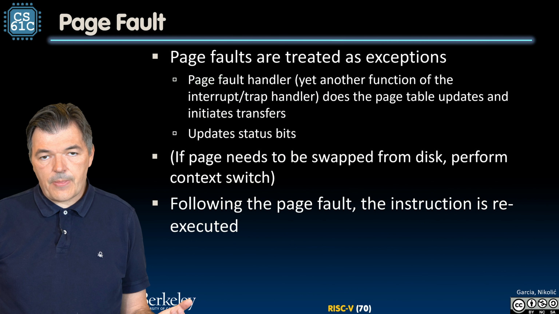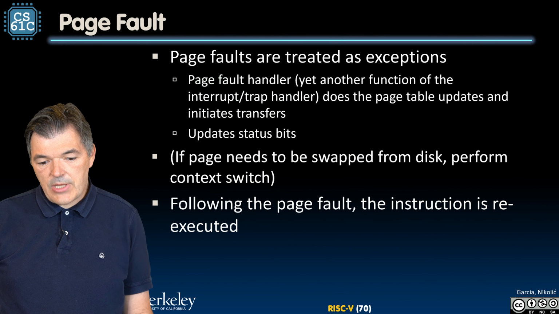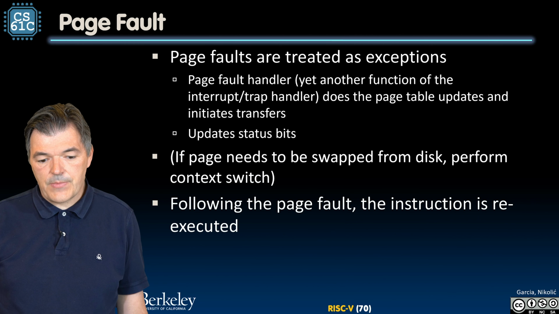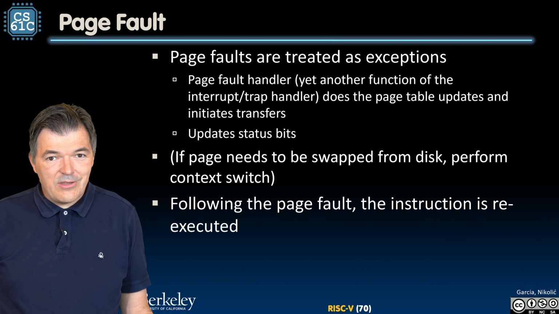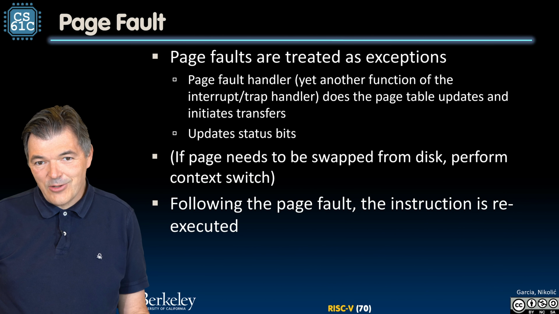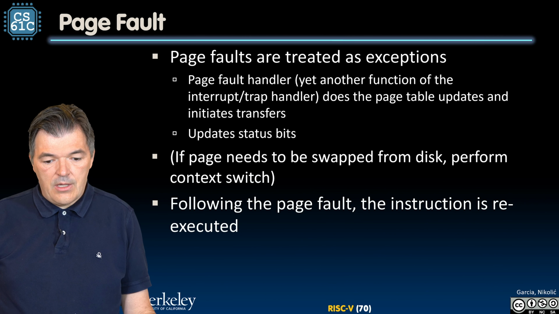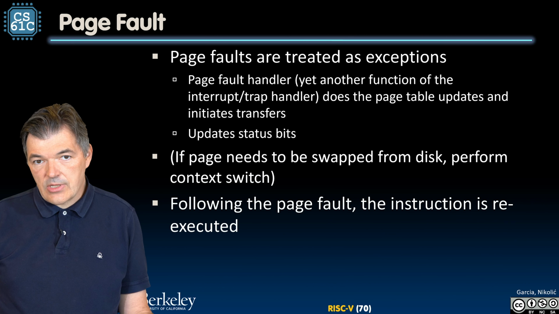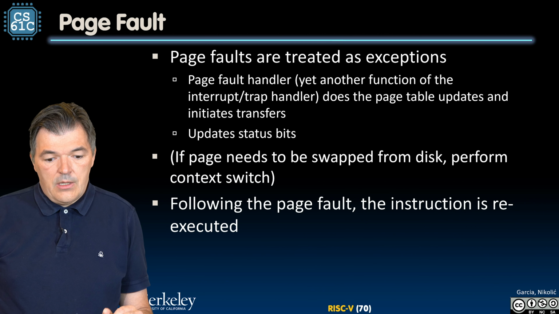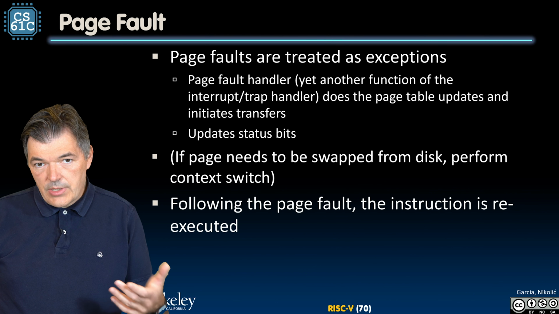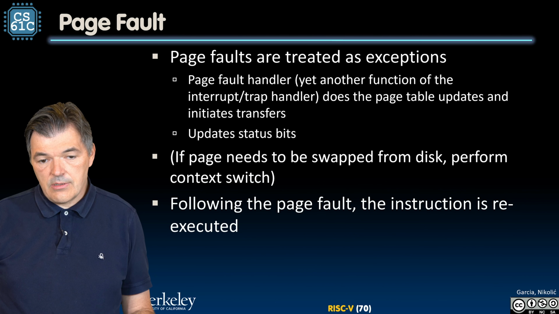What is a page fault? Well, a page fault is a special exception that is invoked when we are handling one of these two conditions. So it is handled by the same mechanism that we have outlined before for handling exceptions. It does all the page table updates, initiates transfer from the DRAM to disk and disk to DRAM, and updates the status bits. This is something that is done by the OS in the supervisor mode.